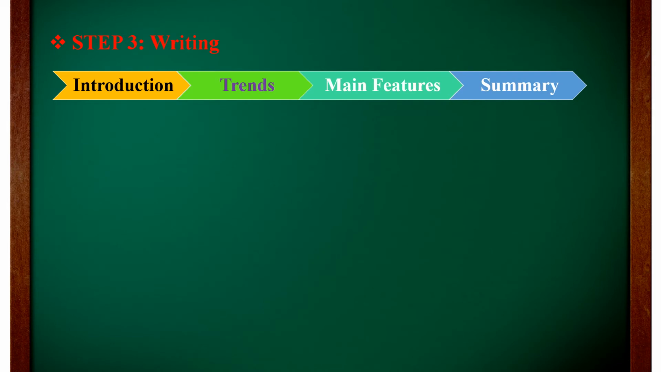Step 3, writing. Here I divided the writing task into 4 sections: introduction, trend, feature, and summary. First, let's begin with the introduction. To utilize time efficiently, your introduction should be merely a paraphrase of the question. Please keep it short and precise. Let's learn how to write a straightforward introduction altogether.